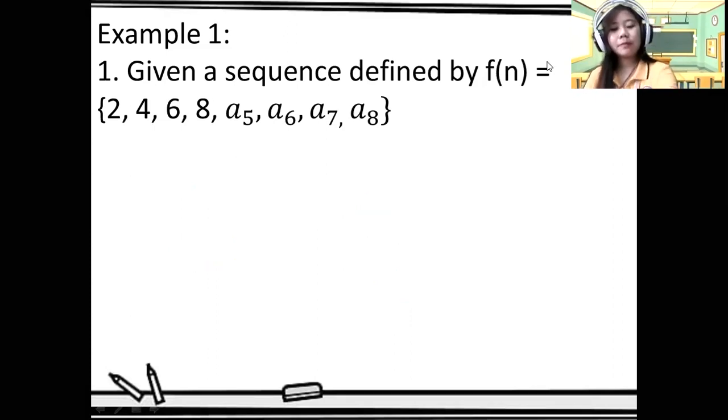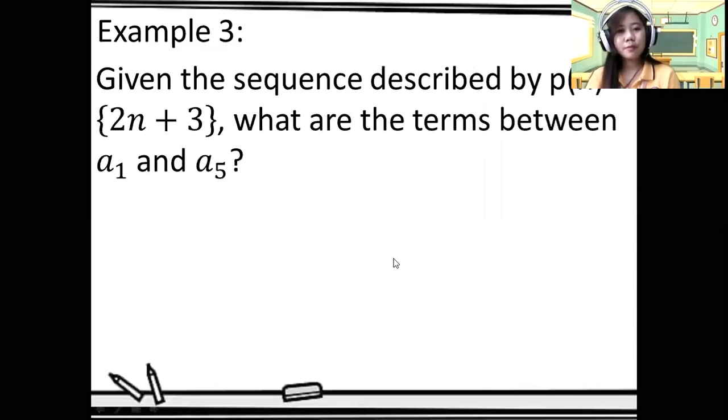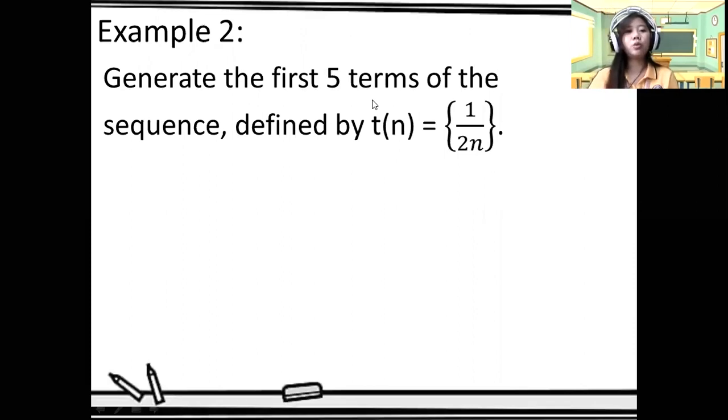Okay, next. Sorry po. Example number 2. Generate the first 5 terms of the sequence defined by T of n is equal to 1 over 2n. So ito po yung sinasabi ko sa inyo na nakadepende po yung first 5 terms or yung value of terms natin sa equation na ibibigay po sa atin. When we say generate the first 5 terms, kukuhanin po natin ang first 5 terms of the sequence. So what are the 5 terms? So a sub 1, a sub 2, a sub 3, a sub 4, and a sub 5.